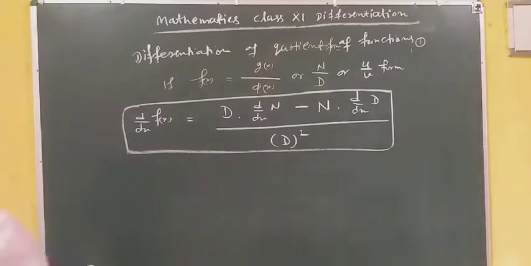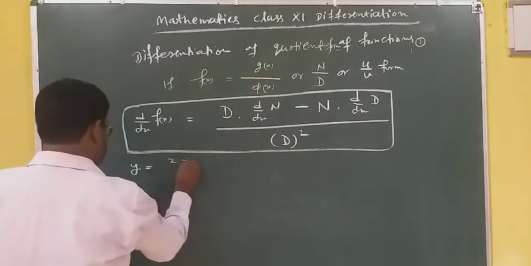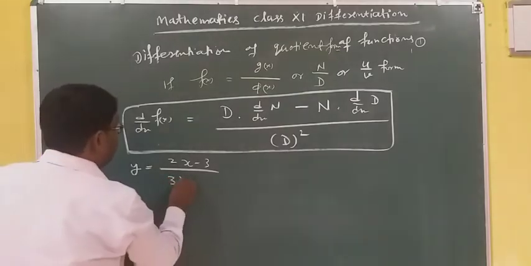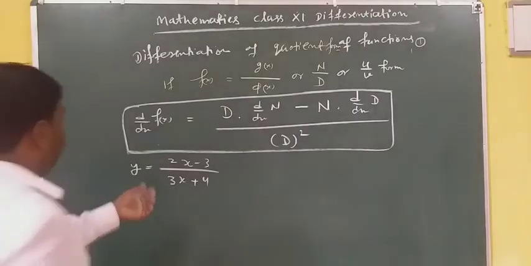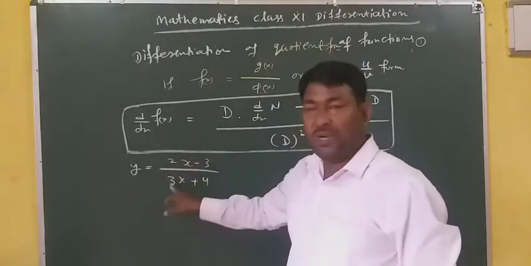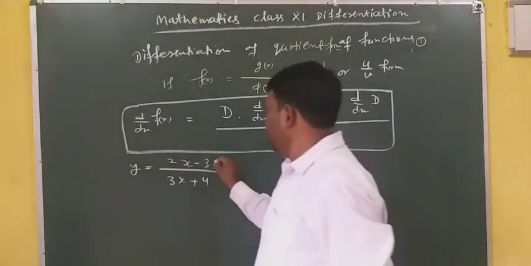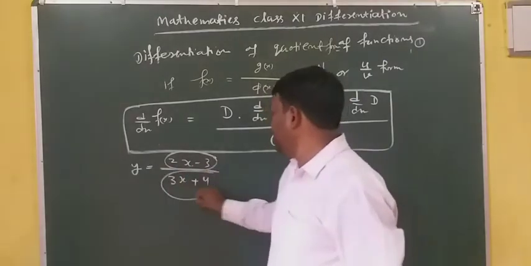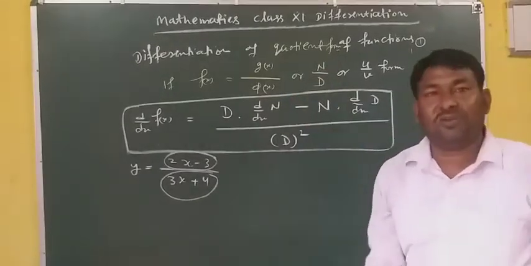For example, if there is a function y is equal to (2x minus 3) divided by (3x plus 4). Just see, y is a function like 2x minus 3 upon 3x plus 4 in fraction or quotient form. So this 2x minus 3 is your numerator and 3x plus 4 is your denominator.